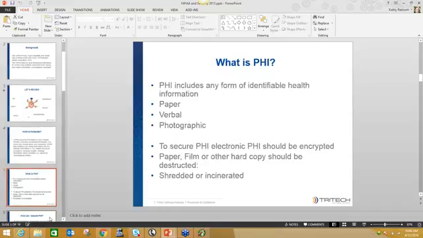What is protected health information, or PHI? PHI includes any form of identifiable health information. It can be on paper, it can be verbal, it can be pictures. To secure PHI, it should be encrypted. Paper, film, or other hard copies should be destroyed by shredding or incinerating.